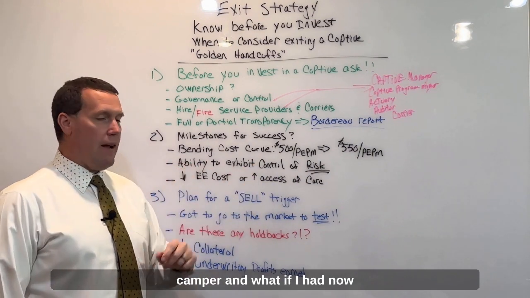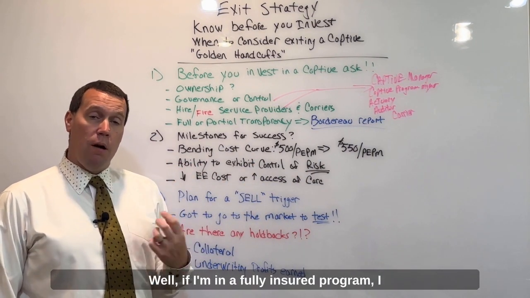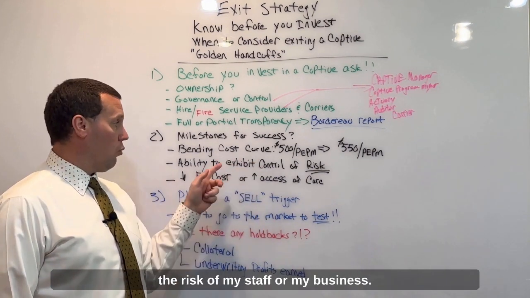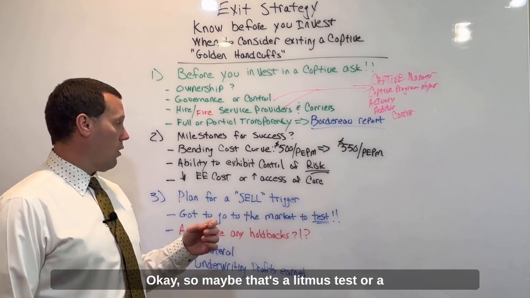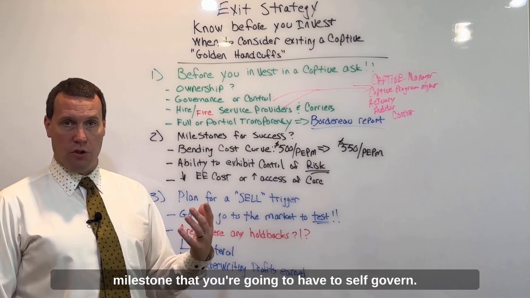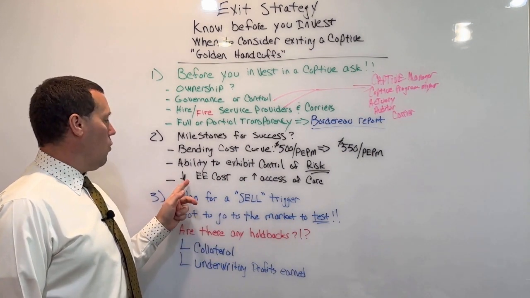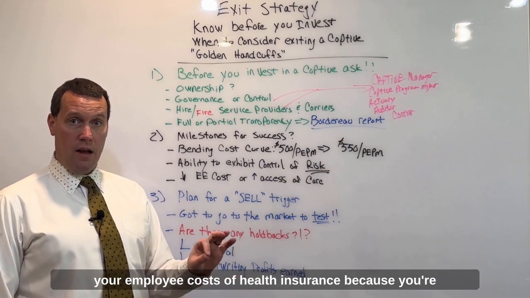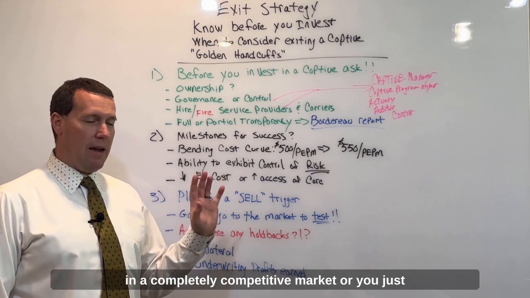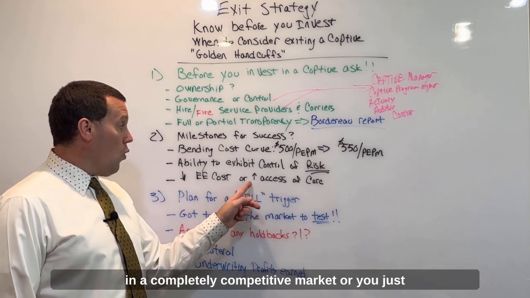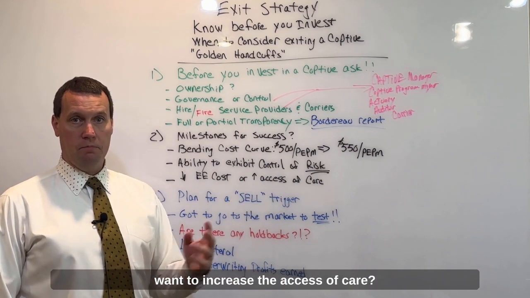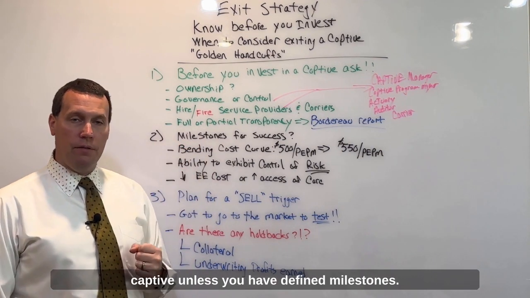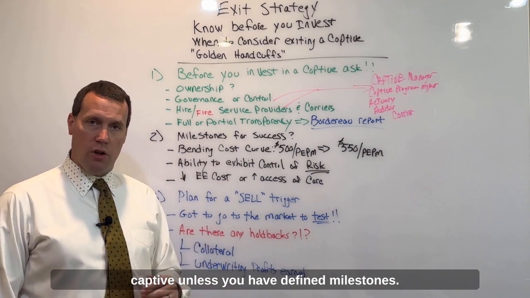And what if I now have the ability to control risk? Well, if I'm in a fully insured program, I may not have any control or interest in controlling the risk of my staff or my business. Okay? So maybe that's a litmus test or a milestone that you're going to have to self-govern. What about if you're just simply interested in reducing your employee costs of health insurance because you're in a completely competitive market, or you just want to increase the access of care? Who knows? So you've got to have milestones. You can't measure your success in a captive unless you have defined milestones.